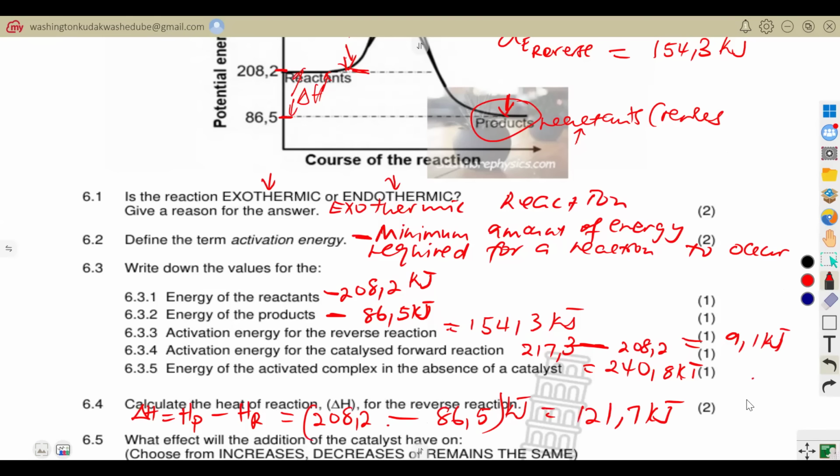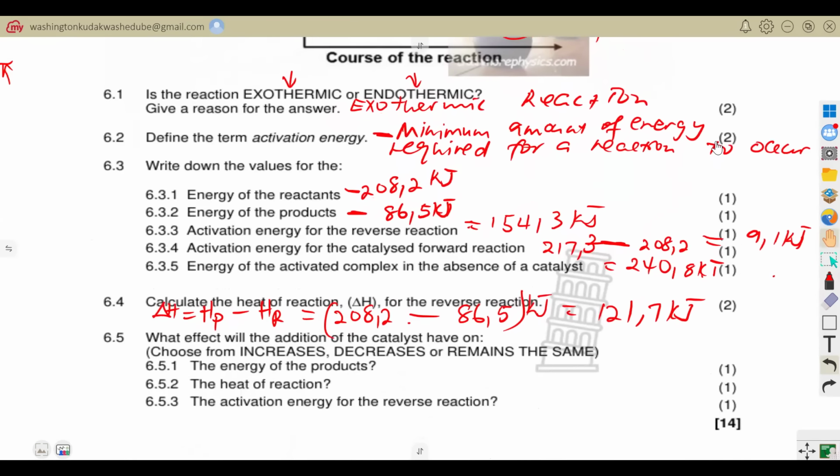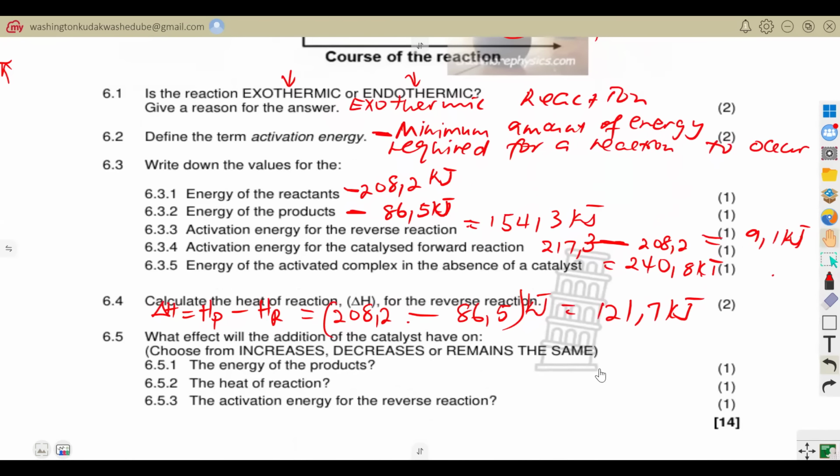Now let's do the last part of this question. They're asking, what effect will the addition of a catalyst have on the energy of the products? It does not affect the products. So here we are supposed to choose increase, decrease, or remain the same. The catalyst does not affect anything to do with the products. So the energy of the products remains the same.